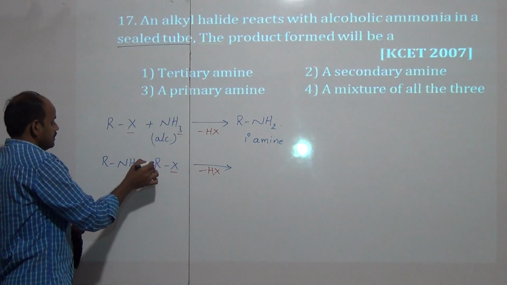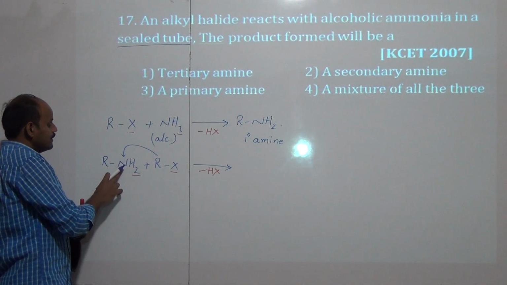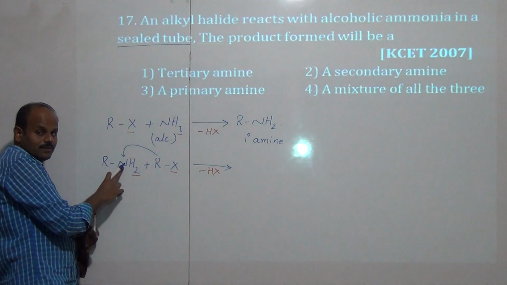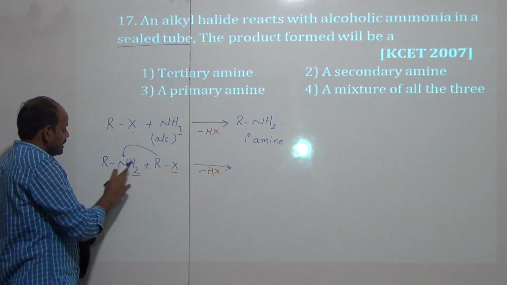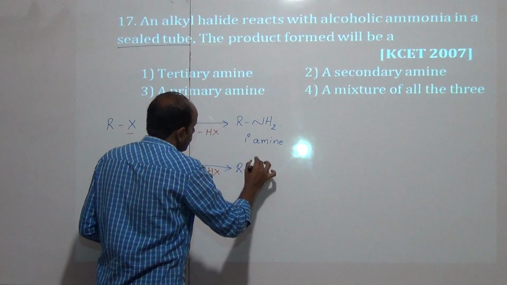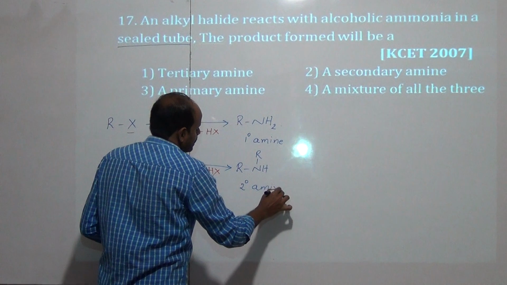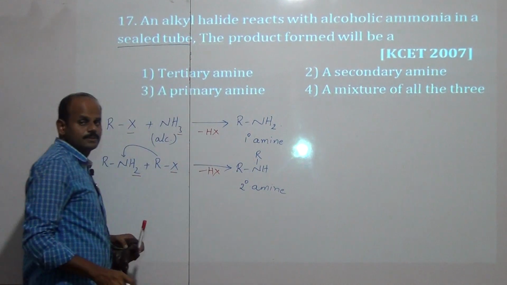Then this alkyl group is attacked on nitrogen because hydrogen is removed from nitrogen only. Thus the alkyl group is attached on nitrogen. Thus we get R NH, here R. Then it is called a secondary amine because the nitrogen atom is bonded with two alkyl groups.